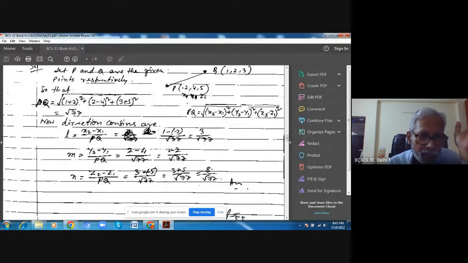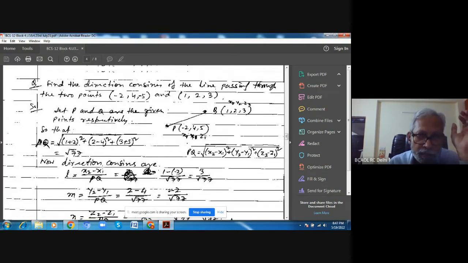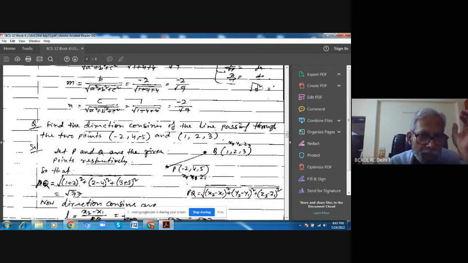Earlier case it was simply x, y, z. Now it is x2 minus x1, y2 minus y1, and z2 minus z1. That changes because there are 2 points given. Questions like this are similar: find the direction cosines of the line passing through the 2 points. Just 2 points instead of 1 point.